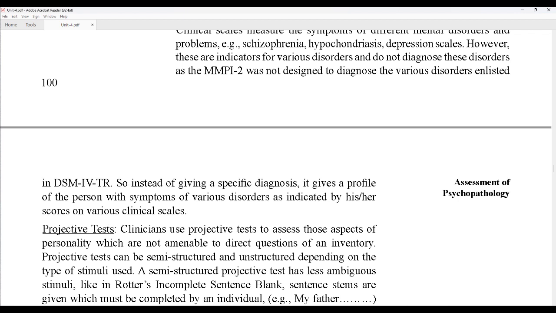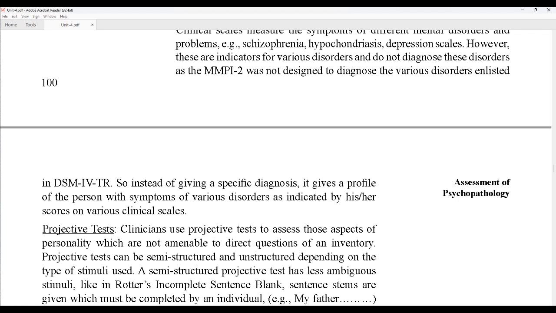Projective tests. Clinicians use projective tests to assess those aspects of personality which are not amenable to the direct questions of an inventory. Projective tests can be semi-structured or unstructured depending on the type of stimuli used. A semi-structured projective test has less ambiguous stimuli, like in Rotter's Incomplete Sentence Blank.